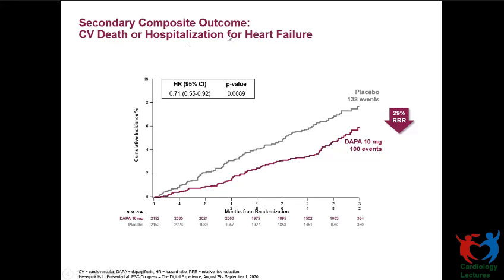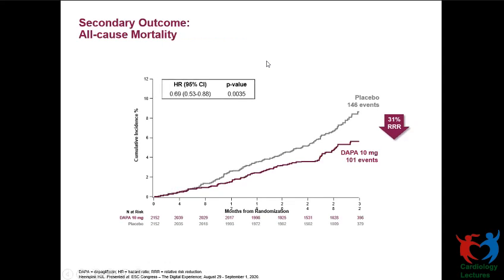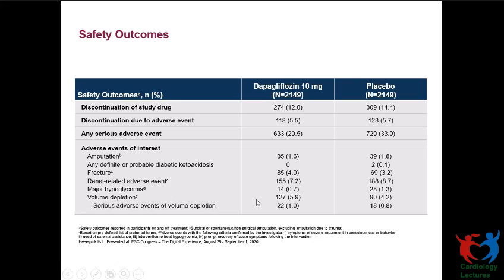For the secondary composite outcome, CV death or hospitalization for heart failure, there is a 29% relative risk reduction with DAPA, even with CV hospitalization for heart failure. And for all-cause mortality, there is a relative risk reduction of 31% with DAPA when compared to placebo. On the safety outcome and discontinuation in the study group, if you compare DAPA with placebo, adverse events are almost equal. Any other safety outcome is almost equivalent to placebo. So safety-wise it is very, very good.